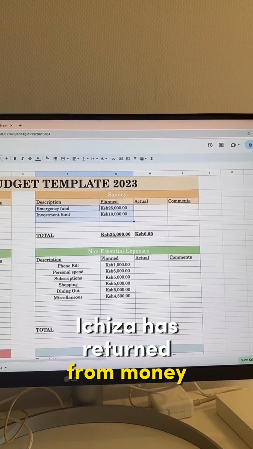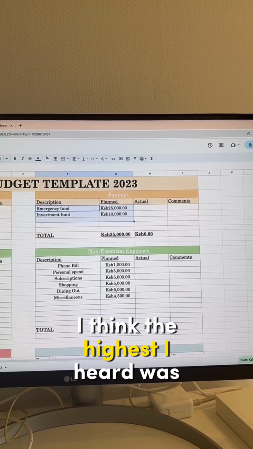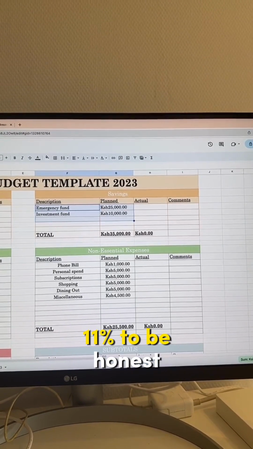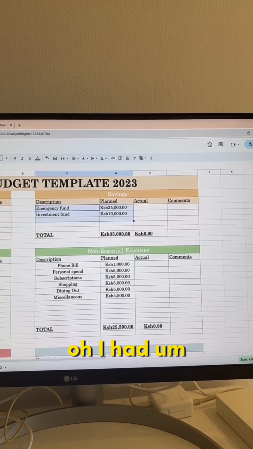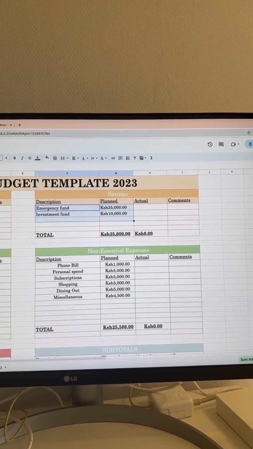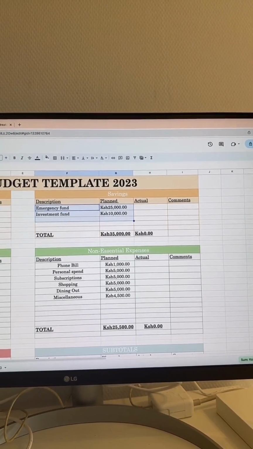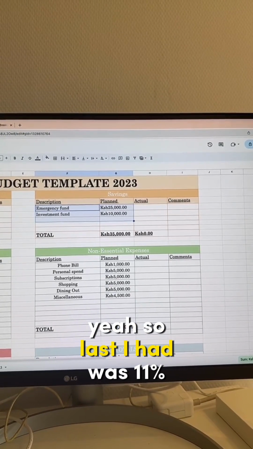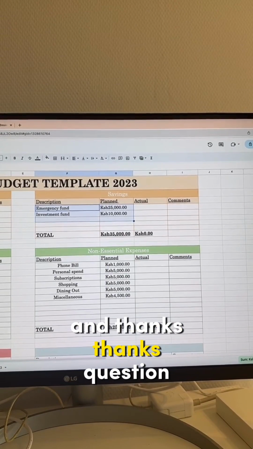Which is the highest return from money market fund? I think the last live we had, the highest I heard was 11%, to be honest. So last I heard was 11%. And thanks, yeah. Question.